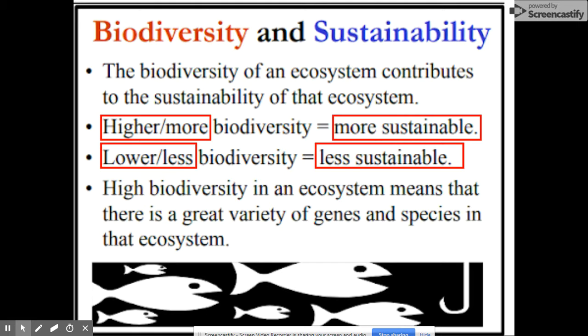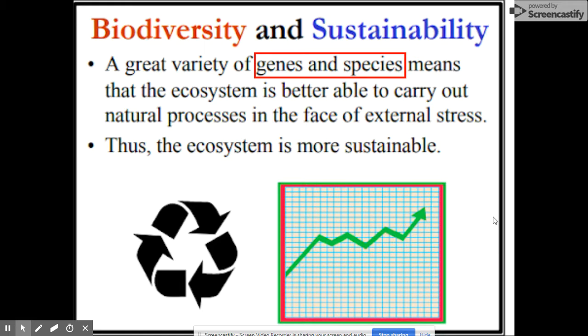High biodiversity in an ecosystem means that there is a great variety of genes and species in that ecosystem. The more genes you have, the more you're able to keep reproduction going, and that ecosystem is able to continue to thrive. Biodiversity and sustainability again, a great variety of genes and species means that the ecosystem is better able to carry out natural processes in the face of external stress. Thus, the ecosystem is more sustainable.